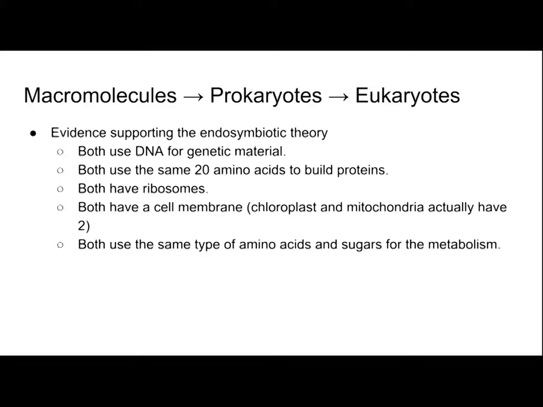There's some specific evidence that is used to support this theory. The mitochondria and chloroplast have their own DNA, have ribosomes which use amino acids to build proteins, have two membranes, and use amino acids and sugar for metabolism. The two membranes come from the original cell membrane of the bacteria or algae and the membrane of the cell that engulfed it.